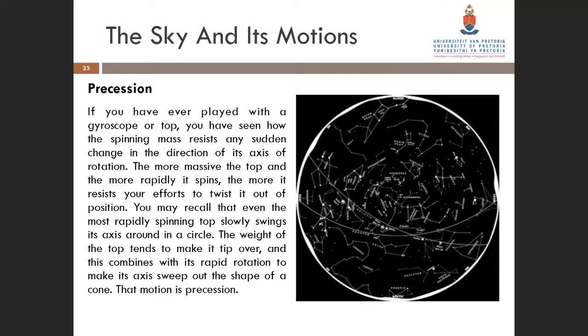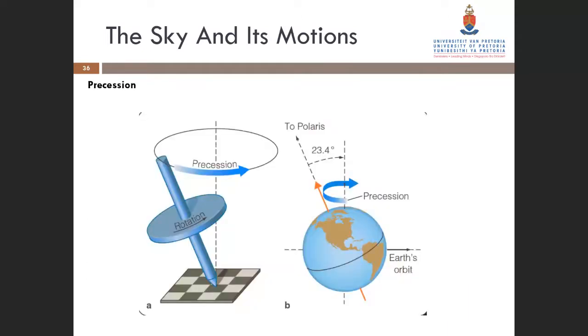If you ever played with a gyroscope or top, you've seen how the spinning mass resists any sudden change in the direction of its axis of rotation. The more massive the top and the more rapidly it spins, the more it resists your efforts to twist it out of position. You may recall that even the most rapidly spinning top slowly swings its axis around in a circle. The weight of the top tends to make it tip over, and this combines with its rapid rotation to make its axis sweep out the shape of a cone, and that motion is called precession.